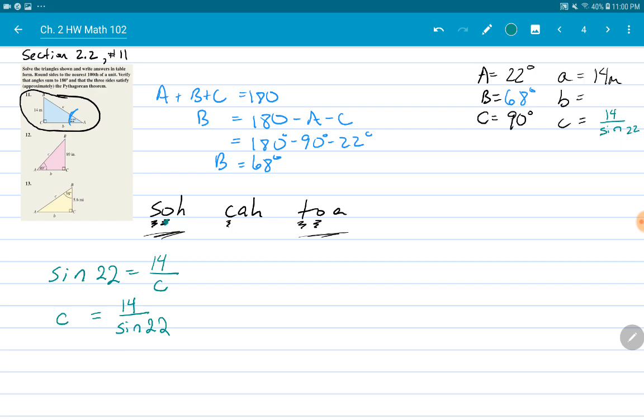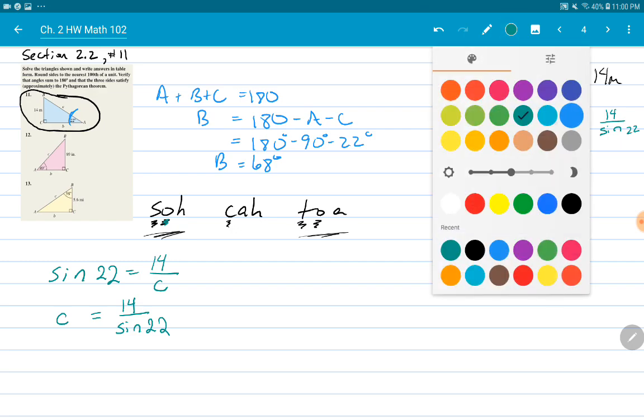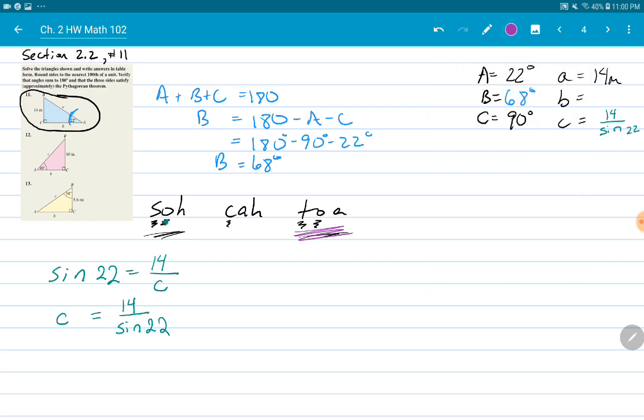And then to find B, the adjacent leg, I can use the tangent function. So tangent of 22 equals the opposite, which is the 14, over the adjacent, which is the thing I don't know. Solving for B, that gives me 14 divided by tangent of 22. And this is how I would expect to see it on a test.